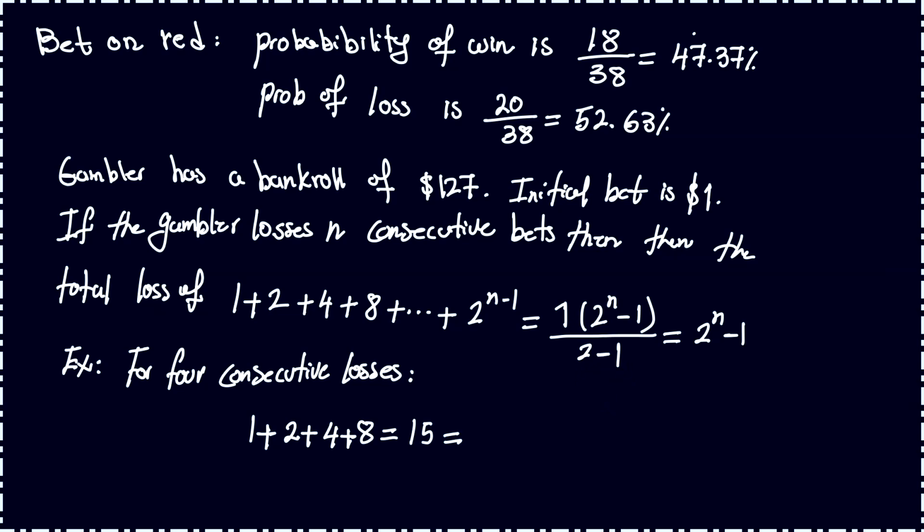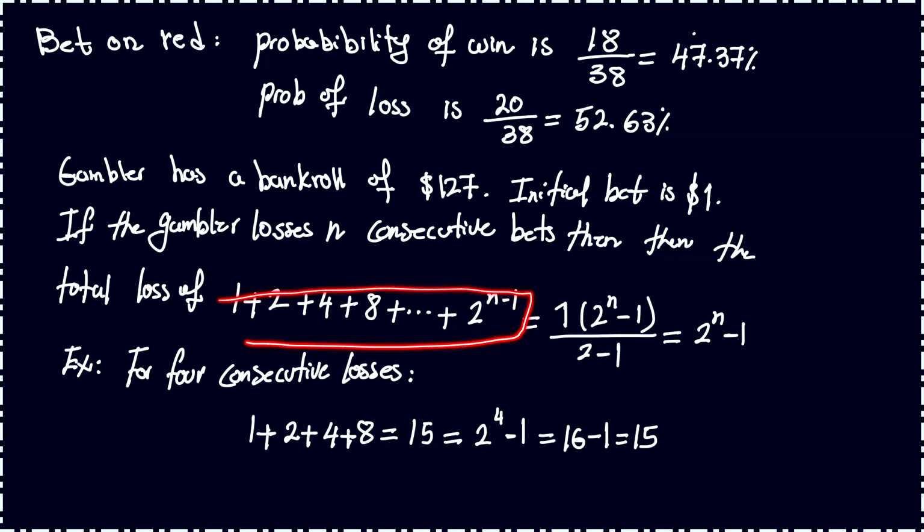Okay, so here we have 4 games, and here is 4, so that will be 2 to the power of 4 minus 1. That's 16 minus 1, which is equal to 15. So you can see that these two numbers match, meaning that if I want to get the total loss, instead of adding the amount of loss one by one, I can use this formula.